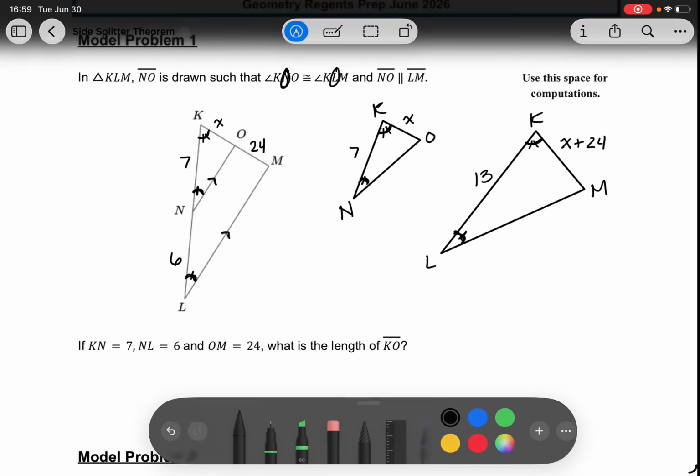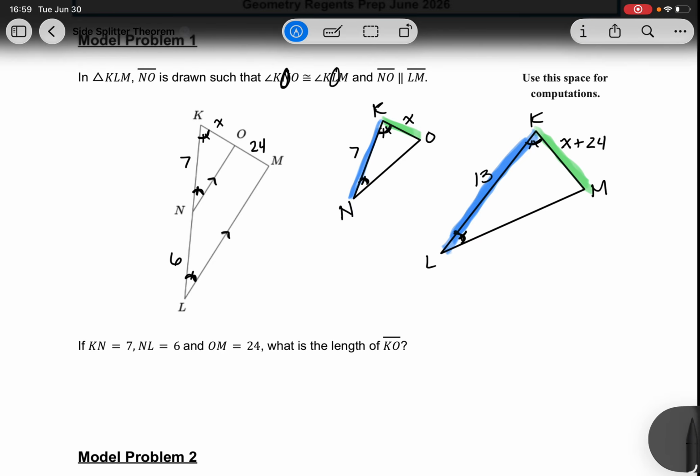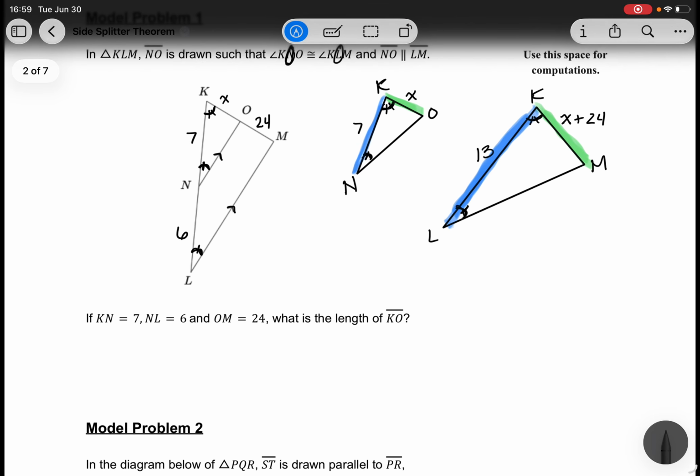Once we have that down, we can figure out our corresponding sides. So KO corresponds with KM, and then KN corresponds with KL. So now all we have to do is set up our proportion, and then from there it can help us solve for the length of KO. So I'm going to do blue over blue, green over green again. So 7 over 13 equals X over X plus 24.